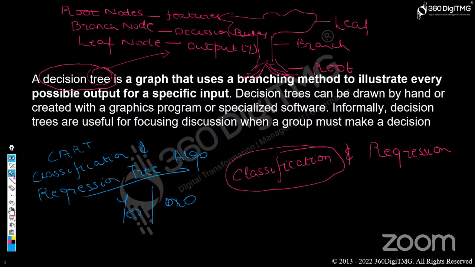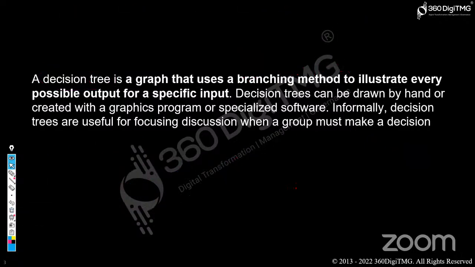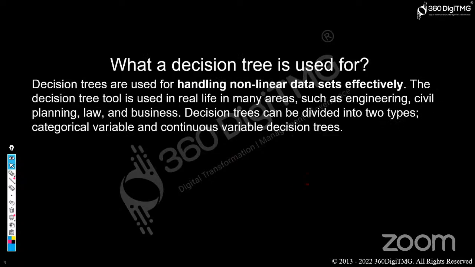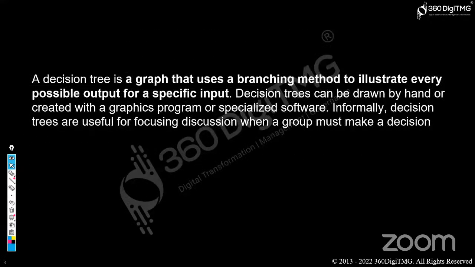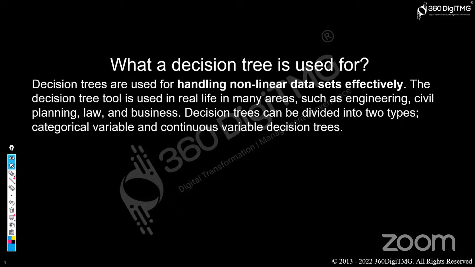Now, the question arises, why do we use a decision tree? When we talk about machine learning, there are various algorithms. Choosing the best algorithm for a given data and problem is the main point to remember while creating a machine learning model.